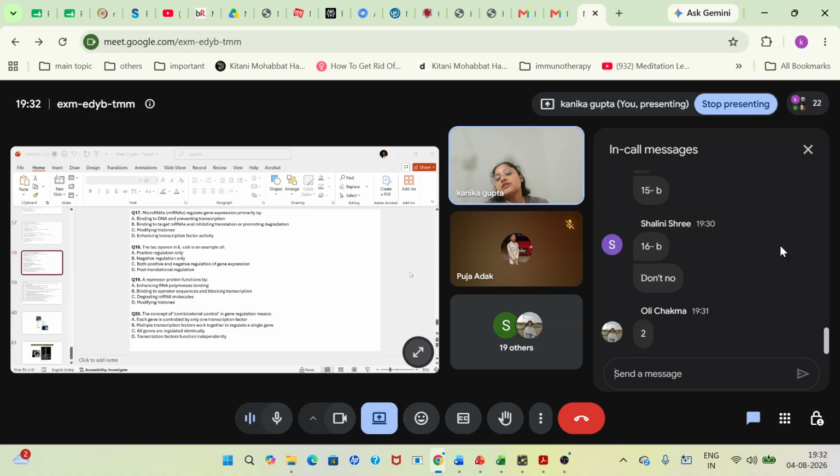Okay. Question number 18. The lac operon in E. coli is an example of. What kind of regulation? Question number 18, everyone. Yes, it is an example of both positive and negative regulation of gene expression.